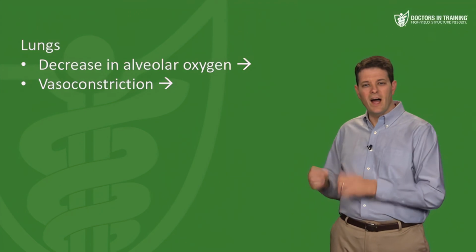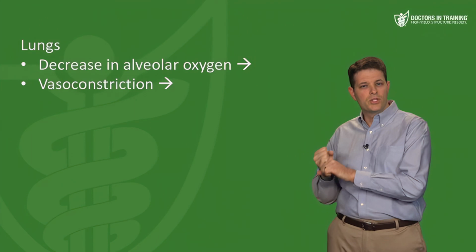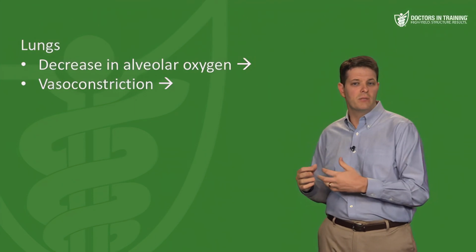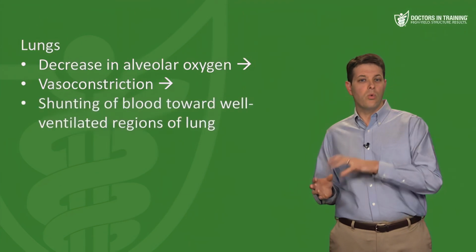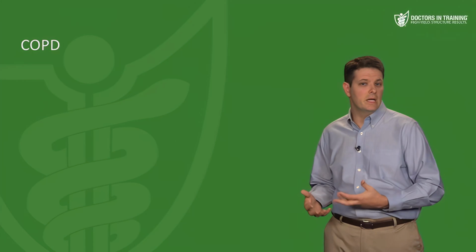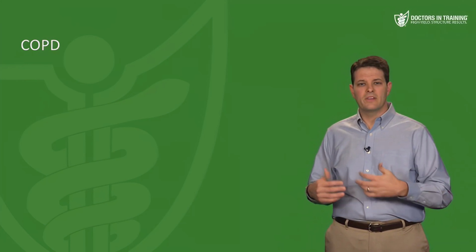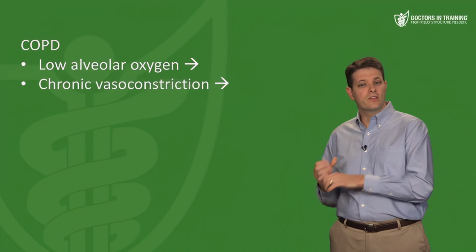Low oxygen and high CO2 causes those pulmonary vessels to clamp down, which reduces perfusion of the lung so that you're shunting blood away from the parts of the lung that aren't ventilating well, and you're shunting blood toward the well-ventilated regions of the lung. So if you have COPD, your lungs are chronically encountering this low alveolar oxygen. That's going to cause some chronic pulmonary vasoconstriction.